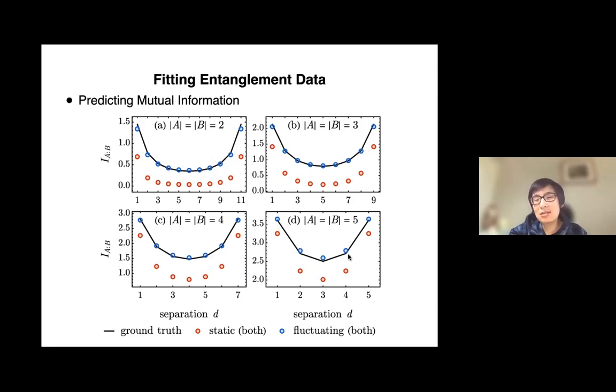So we can see that introducing gravitational fluctuation, or this geometric fluctuation, indeed helps improve the prediction power of the model. That also means it really learns something about the fluctuation from the mutual information data. Yes, questions?